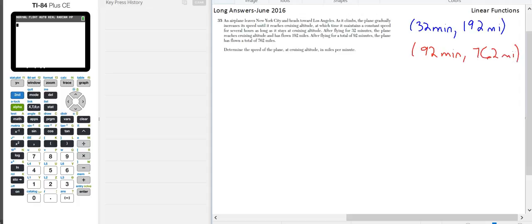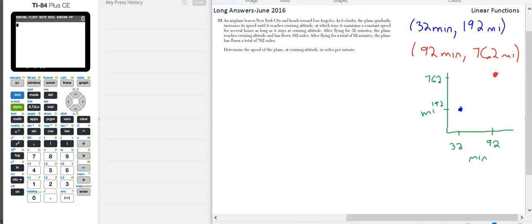Let's say we would try to graph this. I'm going to use the first quadrant because we're discussing miles and minutes and we can't have negatives. The x-axis will represent minutes, and the y-axis will represent miles. After 32 minutes, we're up by 192. And after 92 minutes, we're up to 762 miles. This isn't really drawn to scale, but that's fine.